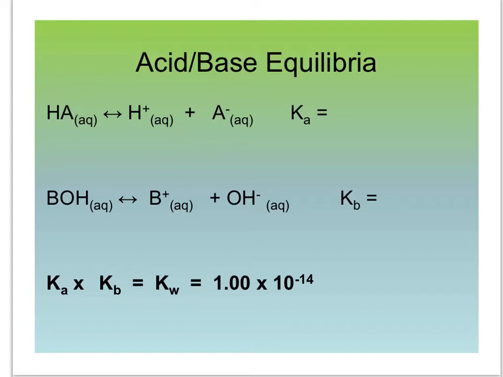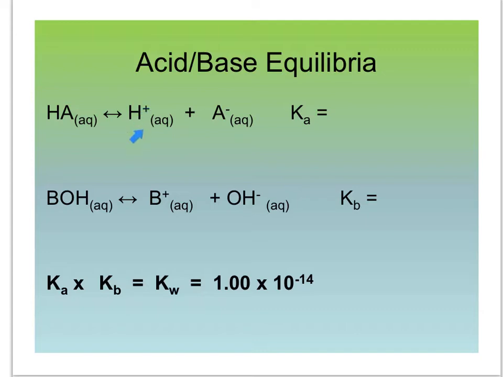So we had talked about strong and weak acids and bases and the difference between them. A strong acid or base is one that ionizes or dissociates 100% to completion. A weak acid or base is one that only partially ionizes, so it doesn't go 100%. HA is our generic acid here. There is no such thing as HA. This is just the generic example.